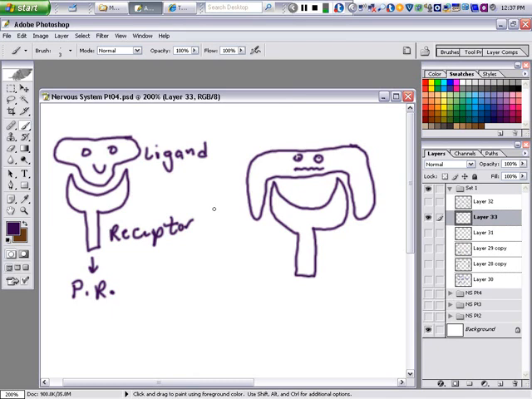Now, a ligand that causes a physiological response can be an inhibitory response or an activating response. If it causes any sort of physiological response, that ligand is called several names, but we can call it an agonist. That ligand is an agonist.